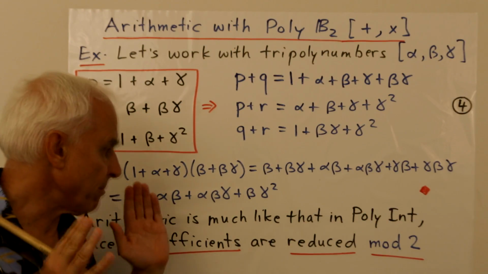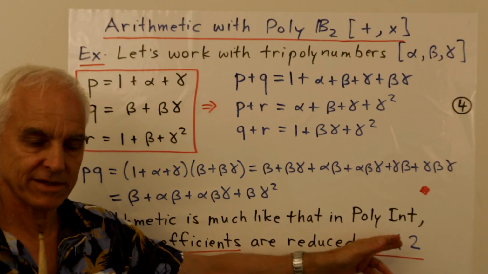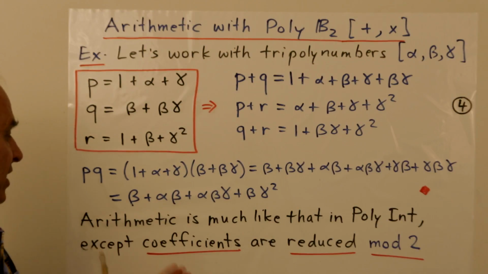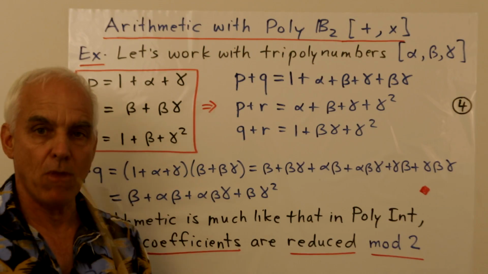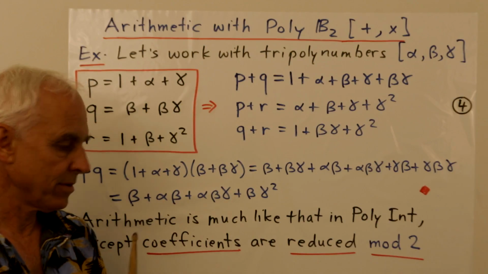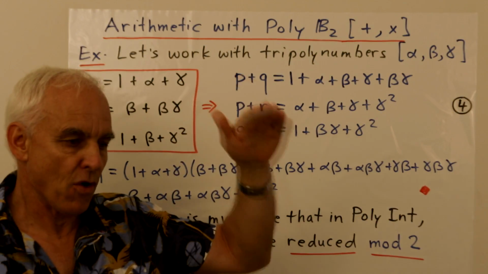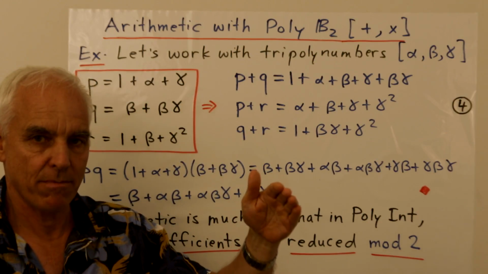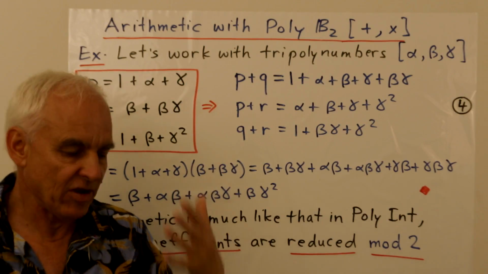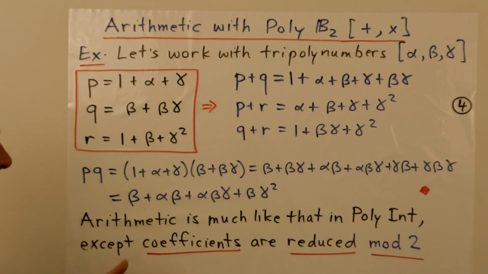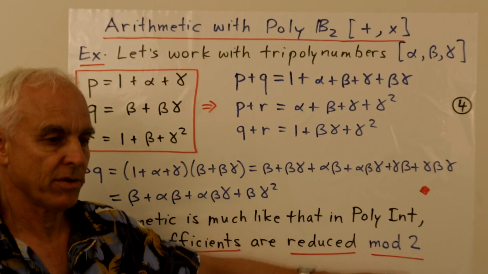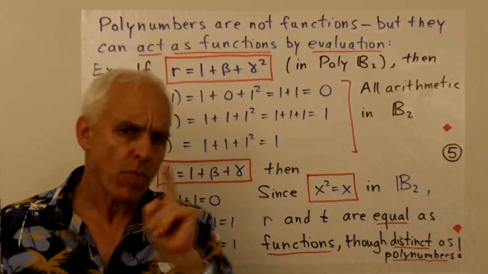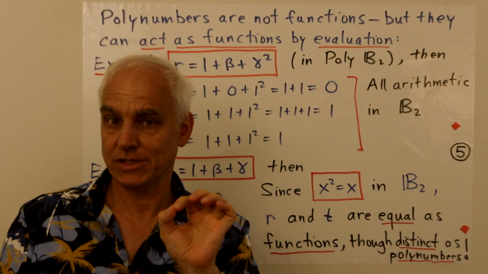So the arithmetic here is much like that in polyint. It's almost the same as doing integer arithmetic with polynumbers, except that the coefficients are always reduced mod 2. So even coefficients, even integers, become 0, and odd integers become 1. So this is a simpler arithmetic for sure because of this much simpler reduced aspect of the bifield, which only has 2 elements.